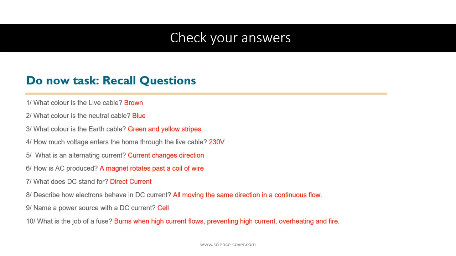Describe how electrons behave in a direct current. Well, they all move the same direction in a continuous flow. Name a source of power with a DC current. That would be a cell or a battery. Number 10, what is the job of a fuse? It burns when a high current flows through it, so it prevents high currents, overheating, and fires.